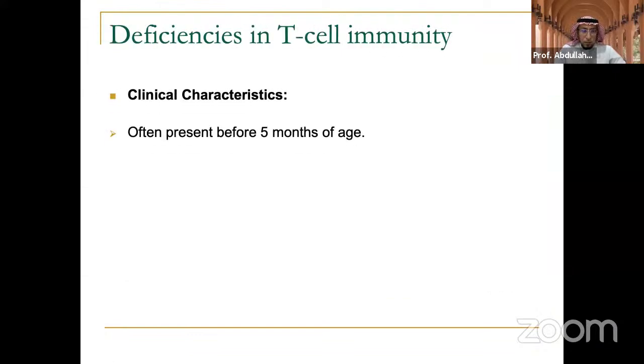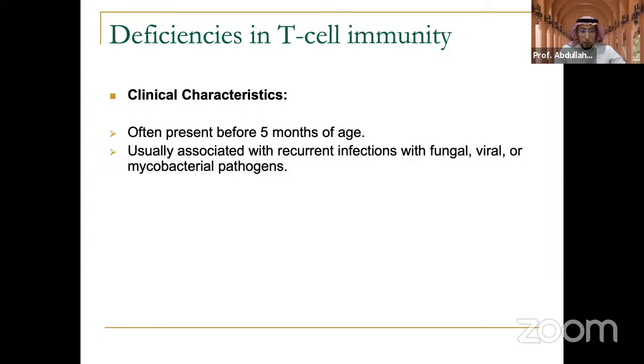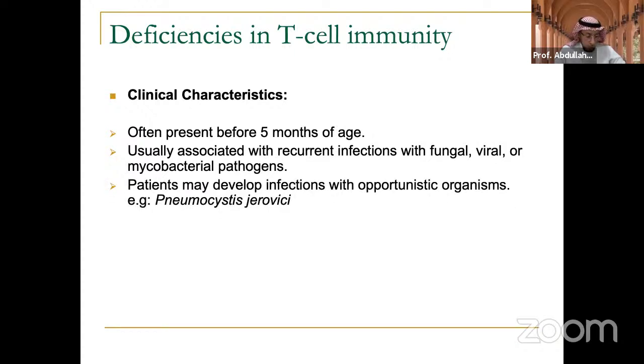Defects in T-cell immunity usually present very early in life, usually in the first 5 months of age, and are usually associated with infections with a diverse group of organisms, including fungal, viral, and mycobacterial pathogens. Patients may also develop infections with opportunistic organisms like Pneumocystis jirovecii. So these are clues of T cell defects: Pneumocystis jirovecii, or opportunistic organisms like CMV and some fungi, should raise the possibility of T cell defect.